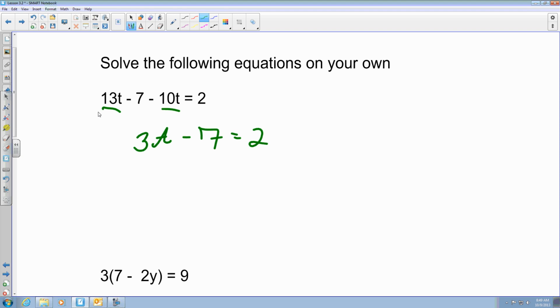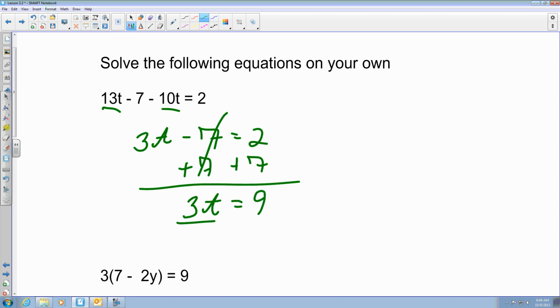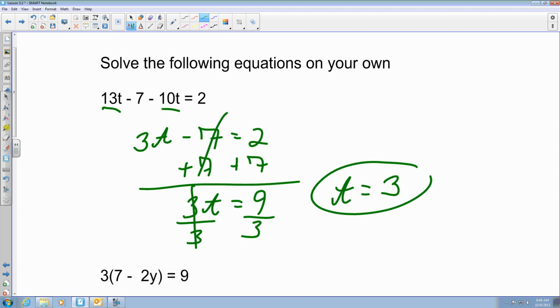Now I have to remove the constant, so I have to add 7 to both sides. So it eliminates that. Now I've got 3t on the left side, and a positive 9 on the right side. Last thing I have to do is the inverse operation for multiplication, dividing, to eliminate this. So it gets the variable by itself on one side of the equal sign, and t equals 3.